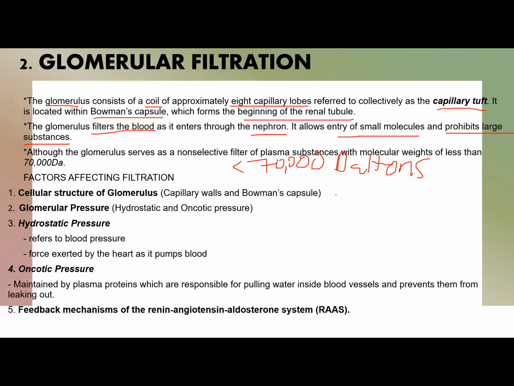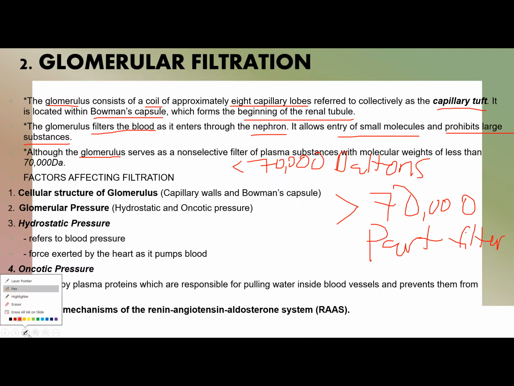So, you may be wondering, sir, paano naman yung mga greater than 70,000 Daltons? Pag greater than 70,000 Daltons, there is another part na mag-filter niyan. Later, I will explain. So, pag tinanong kayo sa exam or assessment, which part of the kidney filters substances less than 70,000 Daltons, ang sagot nyo, glomerulus.